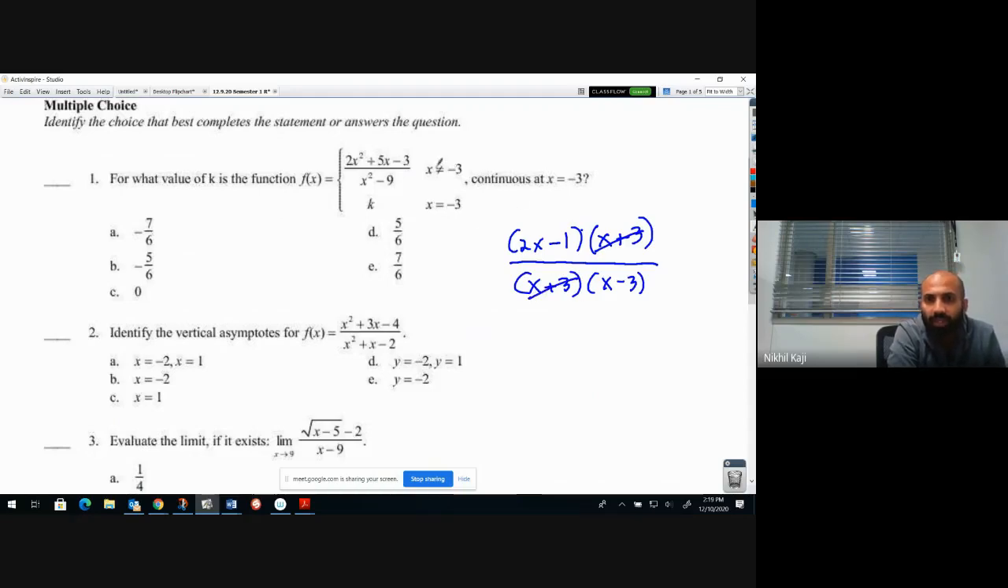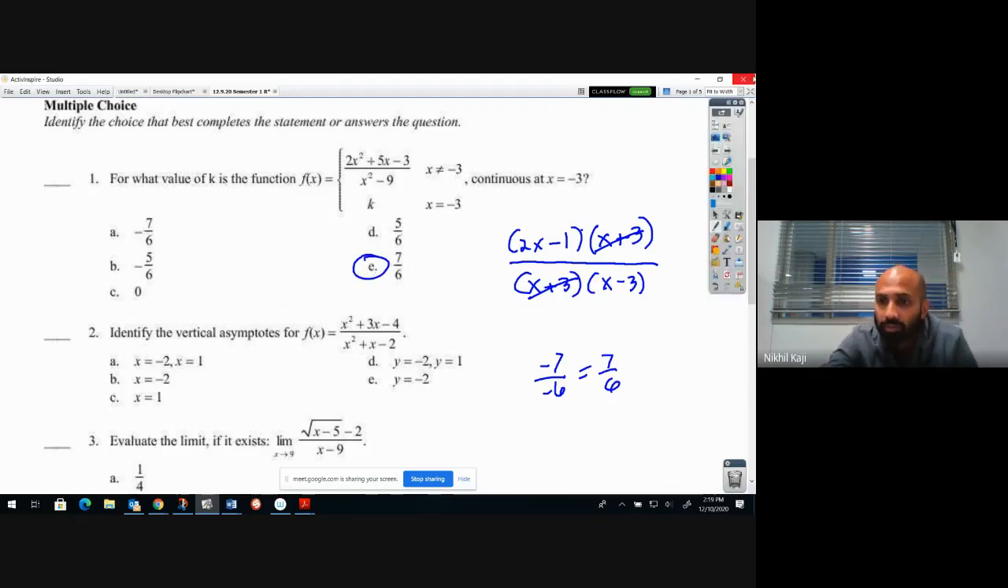So now we can plug in -3. Before we couldn't, because we get 0 at the bottom. Now we won't. If we plug in -3, we would get -6 minus -7 over -6, which equals 7 over 6. So be careful if the signs mess you up. They have ones that have the negative. Be careful. All right, so there's number 1.